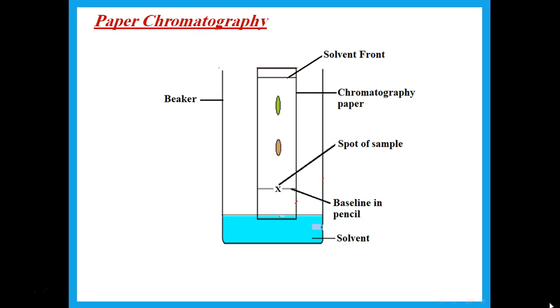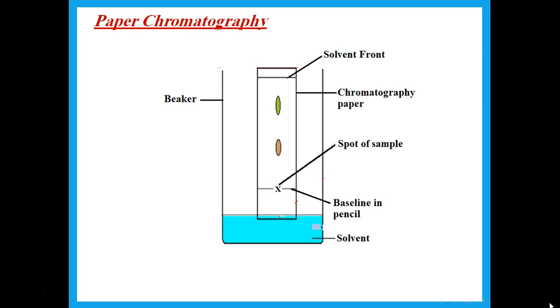If I draw it in ink, for example, I cannot draw it in ink. Why? Because ink dissolves in the solvent. It will ruin the whole thing and it will give ink all over the place. Okay, so we draw the baseline in pencil near the bottom of a rectangular chromatography paper. Now I put a spot of the sample where I have an X. So put a spot of the sample on the baseline.